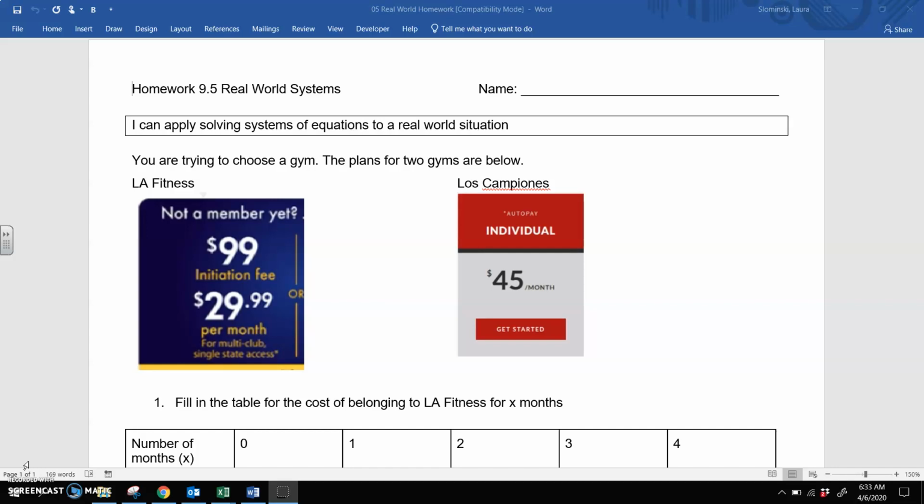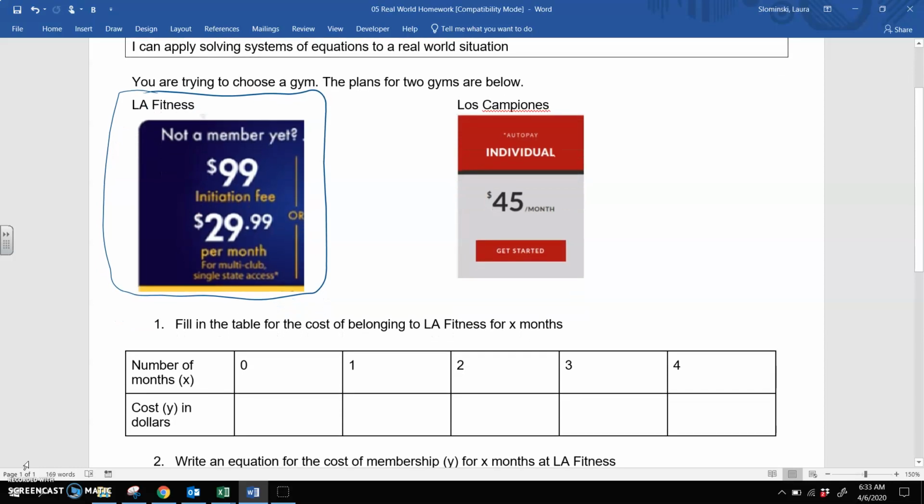In numbers 1 and 2, I'm going to work out the math for the LA Fitness plan. So in number 1 and 2, this is what I'm looking at. To purchase a membership at LA Fitness, you would need a $99 initiation fee before you even go, and then it's another $29.99 per month.